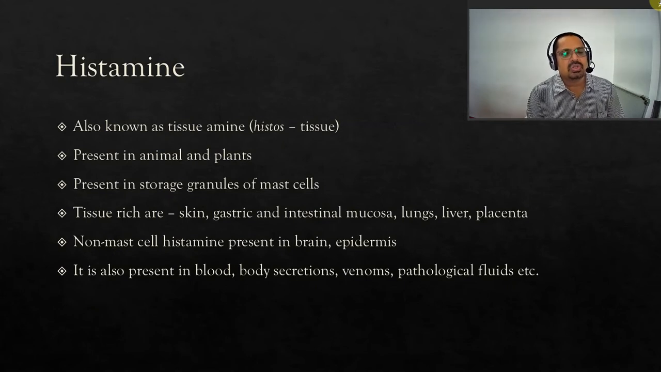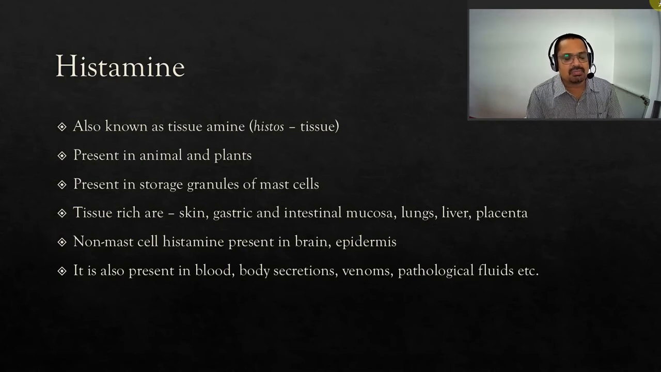It is also known as a tissue amine. Histos means tissue, so the amine which is present in a tissue is called a tissue amine. These are present in animals as well as plants, in animal cells as well as plant cells. Abundantly they are found in human beings also. They are stored in the mast cells, where they are synthesized, produced and stored. And whenever they are required, they will be released.